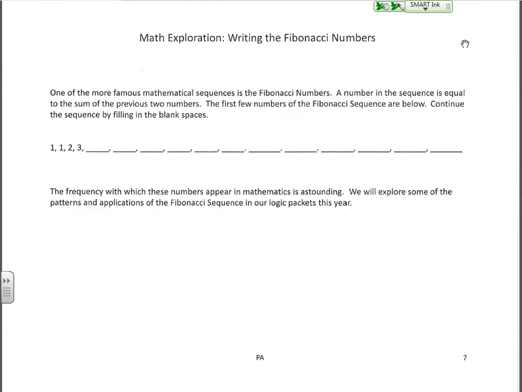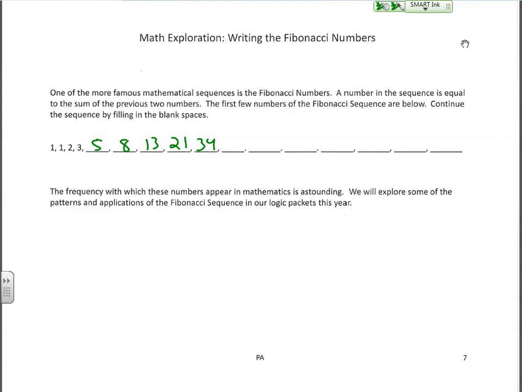Basically, every number in the sequence is the sum of the 2 numbers before it. So this 2 came from adding 1 and 1 together. The 3 came from adding 1 and 2 together. So the next number in the sequence is going to be 2 plus 3, which is 5. And then 3 plus 5, which is 8. And then 5 plus 8, which is 13. 8 plus 13 is 21. 13 plus 21 is 34. And so on and so forth.